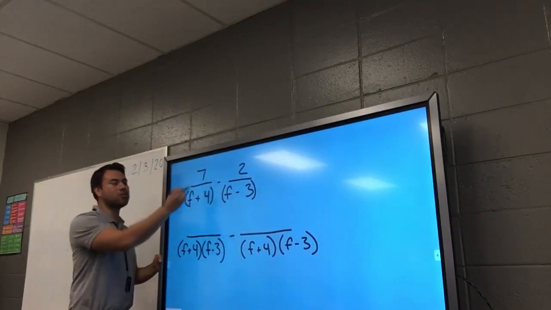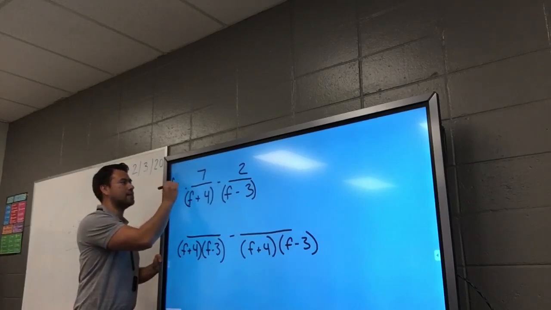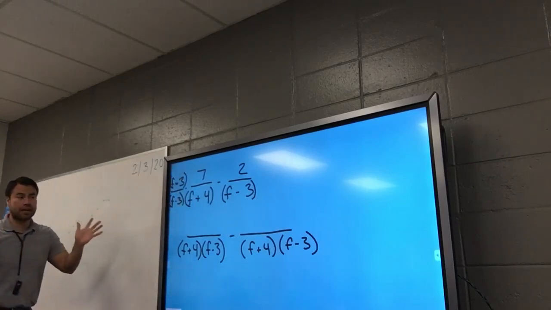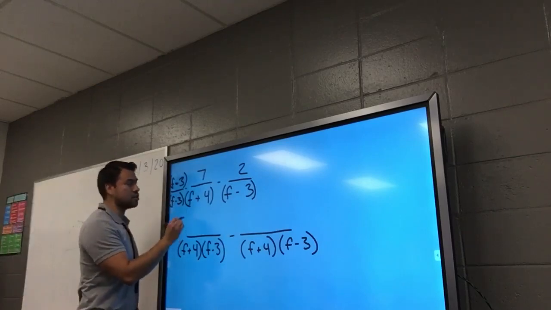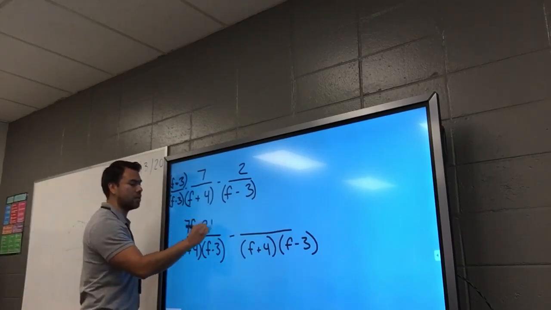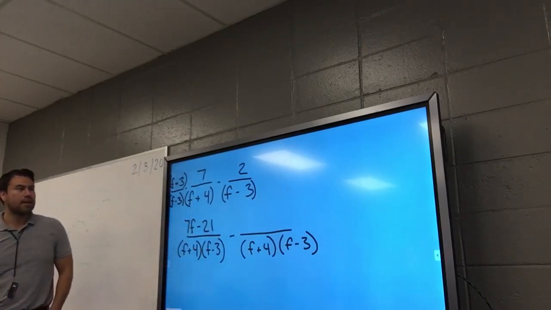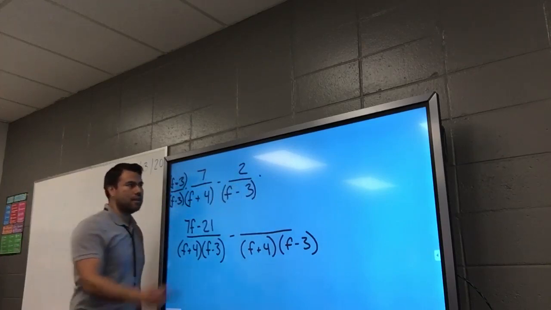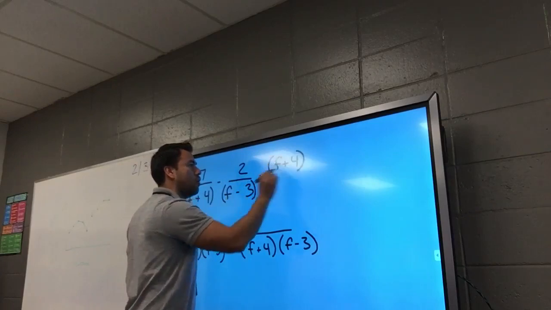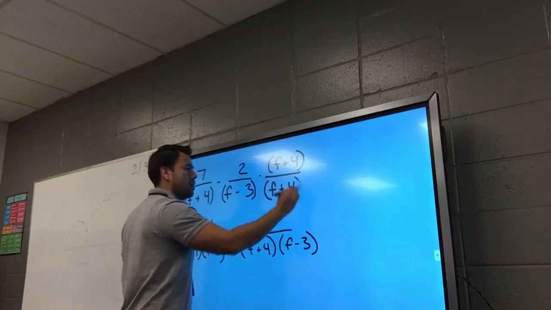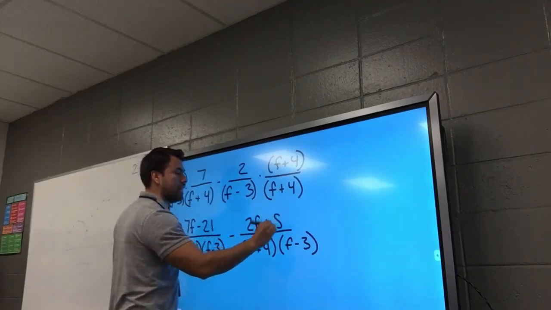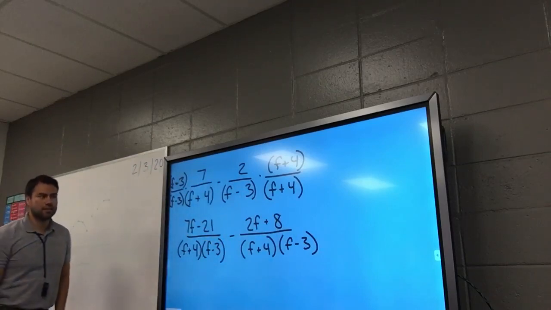What do I multiply the first fraction by? F minus 3 over F minus 3. Those are binomials. If you want to put binomials or trinomials in parentheses, you could do that. That's allowed because that's proper. And so you're left with 7F minus 21 up there. Then I have to multiply the second fraction by F plus 4 over F plus 4. And then you are left with 2F plus 8.